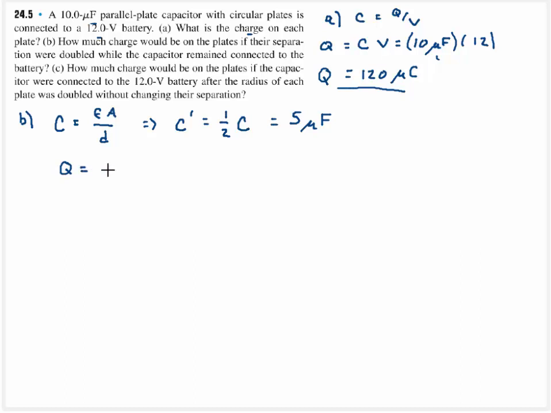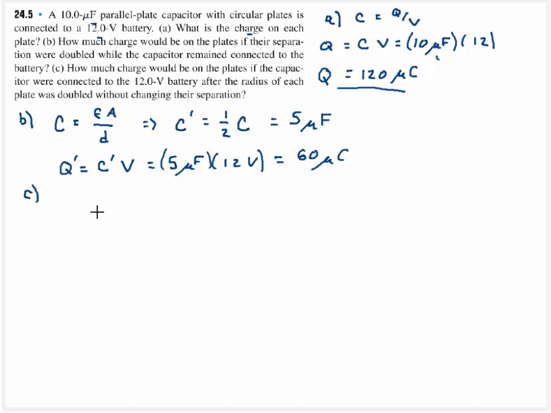Now we say our new charge is going to be equal to our new capacitance multiplied by the voltage. So it's going to be 5 times 10 to the minus 6 farads multiplied by 12 volts. And we're going to come up with a grand total of 60 microcoulombs on each plate.